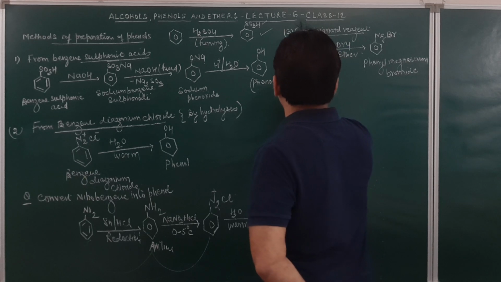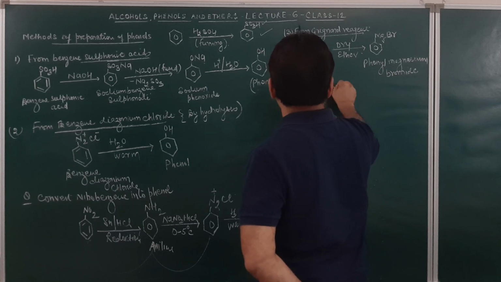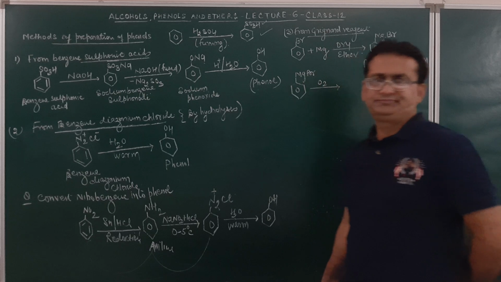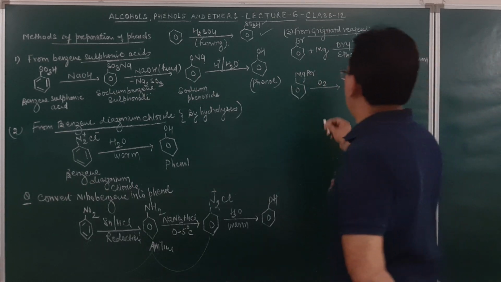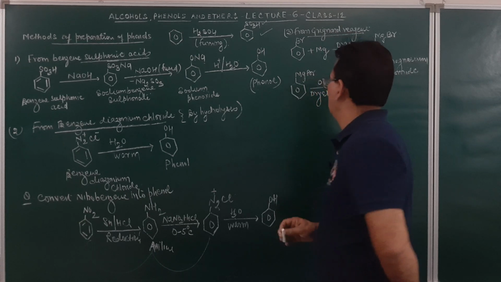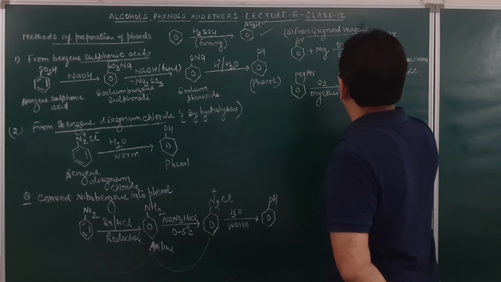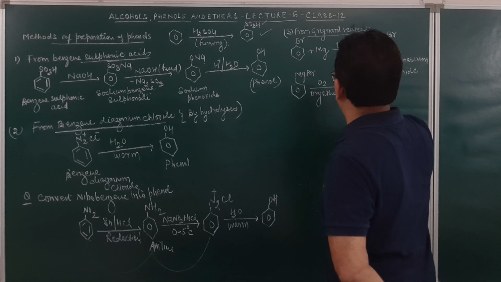This phenyl magnesium bromide so formed, C6H5MgBr, when reacted with oxygen, and the reaction occurs in dry ether, will result in the formation of phenoxy magnesium bromide.